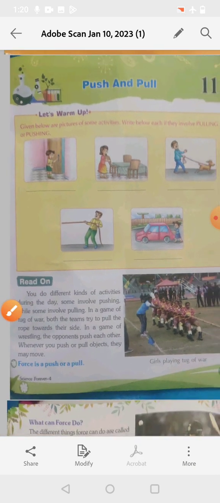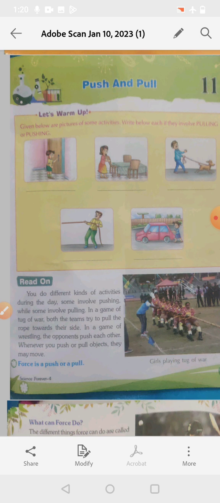So in a game of tug of war, both the teams try to pull the rope towards their side. Okay, I'm explaining the game one more time. In this game, there are two teams, and they try to pull the rope towards their side. Okay, and if the participants of the opponent side fall on the other side, they will fail. Right, this is this type of game.